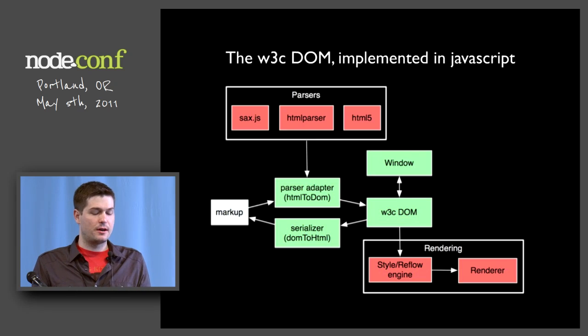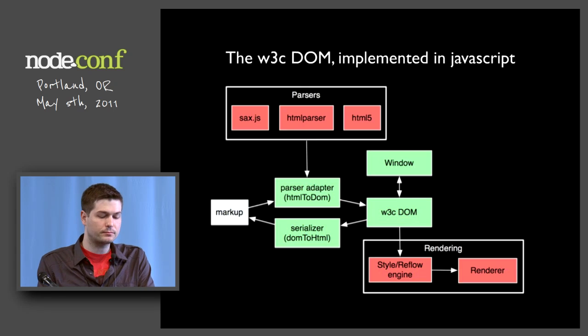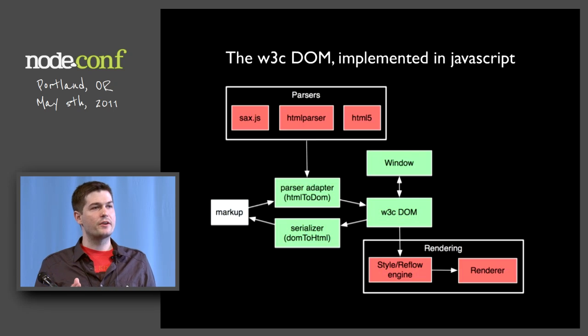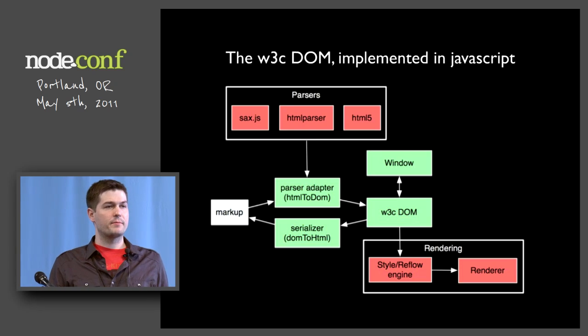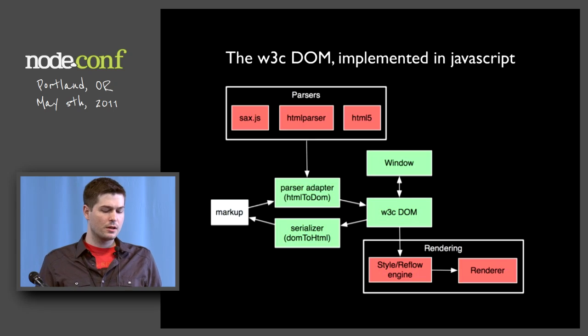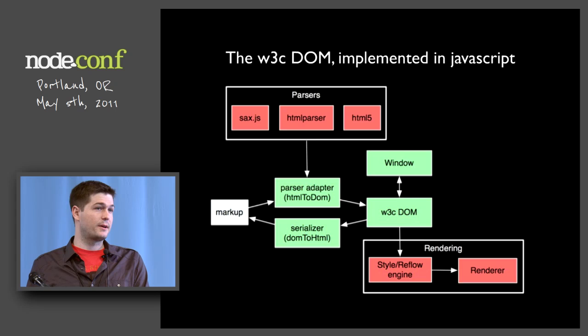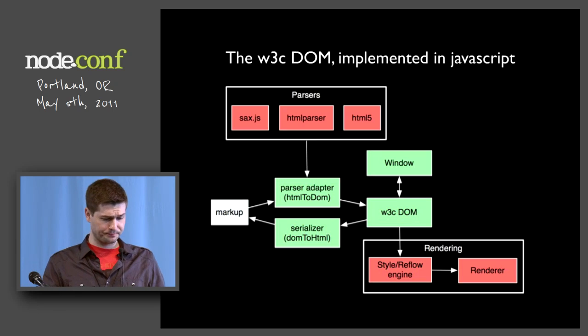So what is JSDOM? It's parserless, which means there's no parser. I rely on the community to implement these parsers, and it sits between the parser and the rendering engine. As shown up here, the parser adapter takes markup, sends it to a parser, and the parser actually creates the DOM for you. Then it's the DOM, which is specified to a T by the W3C. And it's also a small window-like implementation. Right now we have a bunch of stubs, but that will change.